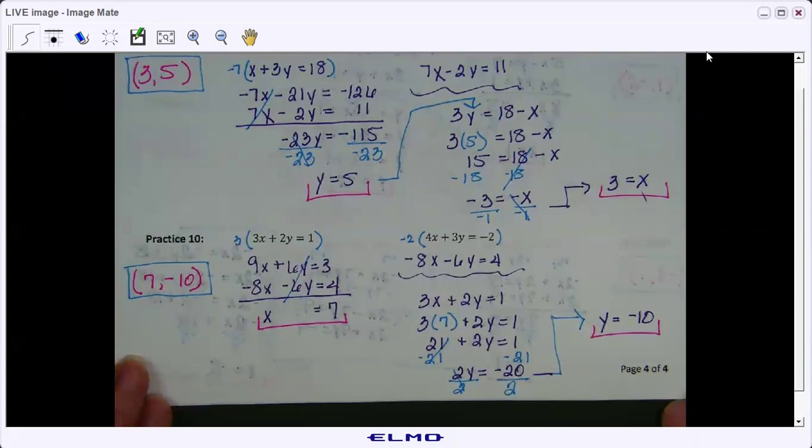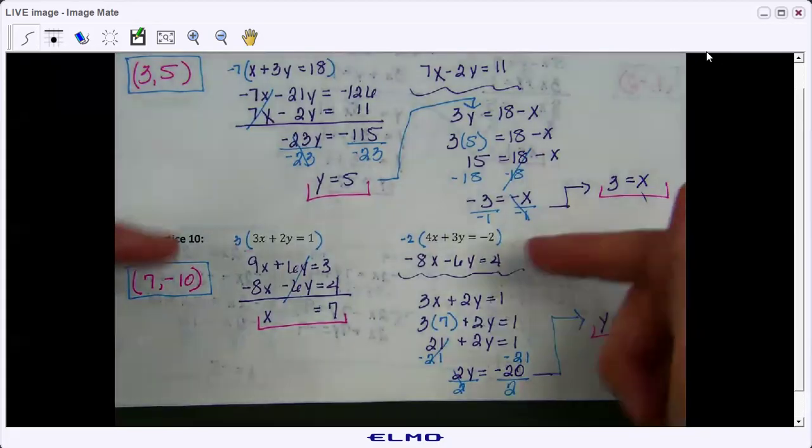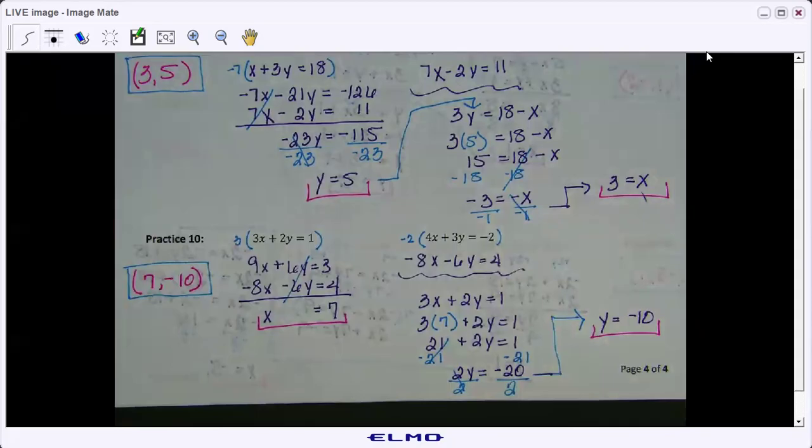Okay, so this is the answer to practice 10, 7, negative 10. Go ahead and take a look at that. Make sure you understand how to do it. So there will be some equations where you will have to change both of them so that you can eliminate one of the variable terms. And that concludes lesson 5.3, solving systems of equations using elimination.